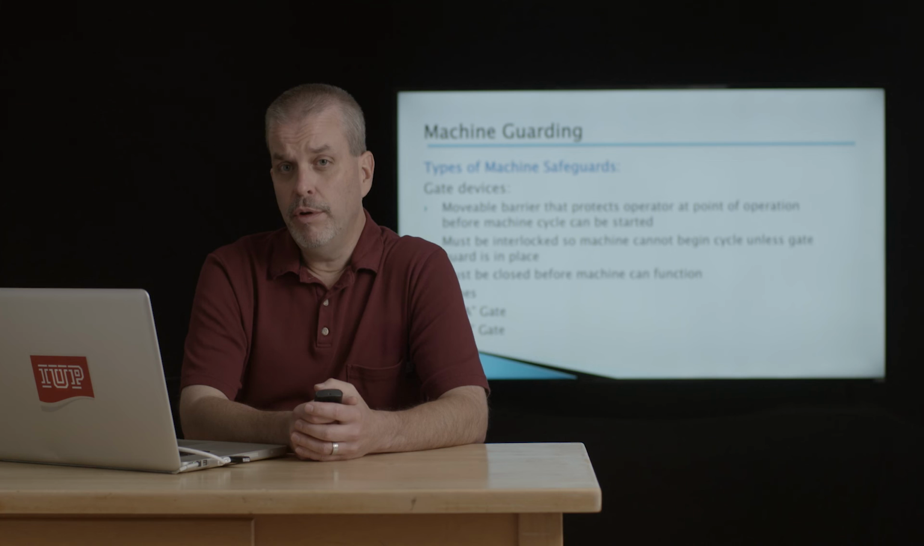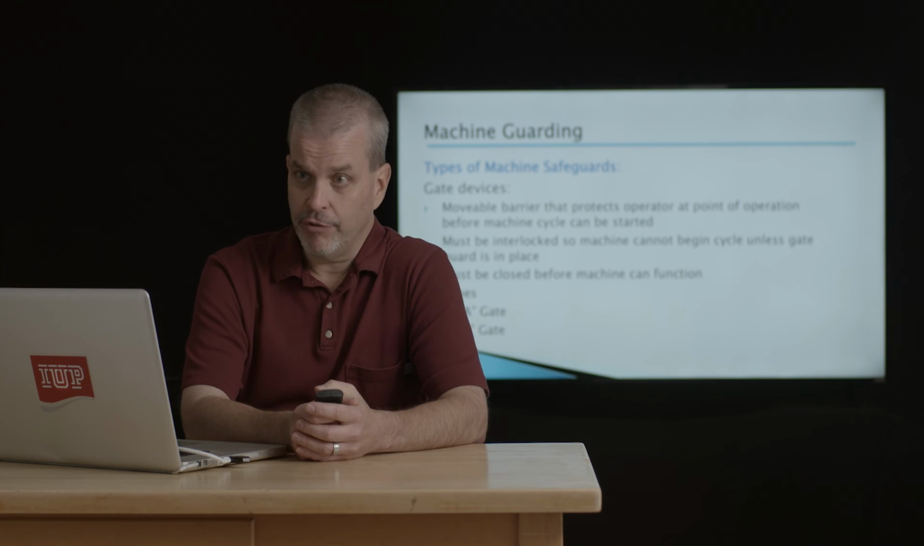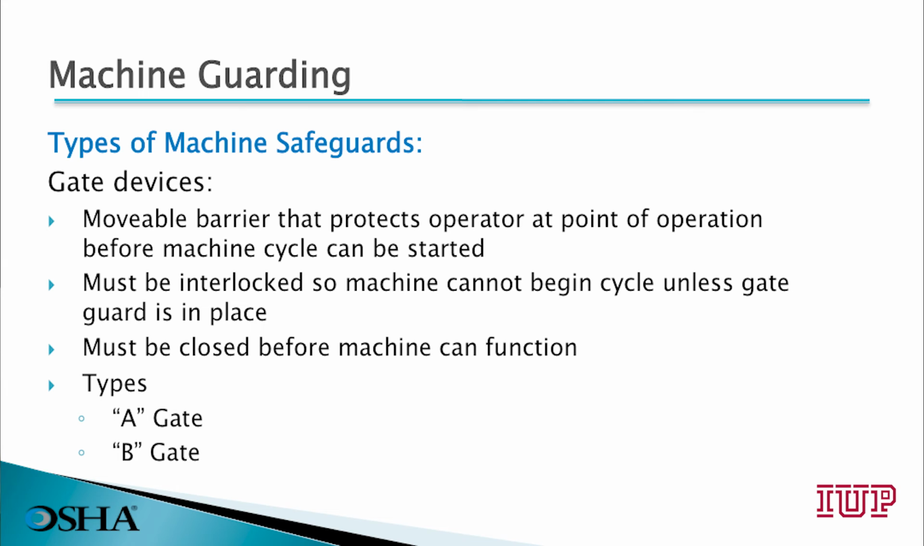Gate devices include an A gate or B gate, depending whether the machine is full revolution or partial revolution. And these gates are movable barriers to protect the operator at the point of operation before the machine can cycle. These gates must be interlocked so the machine cannot begin to cycle unless the gate guard is in place. Gate guards must be closed before the machine can function.